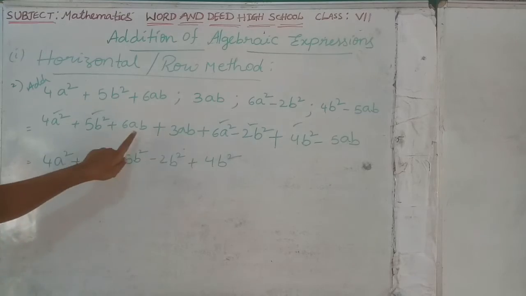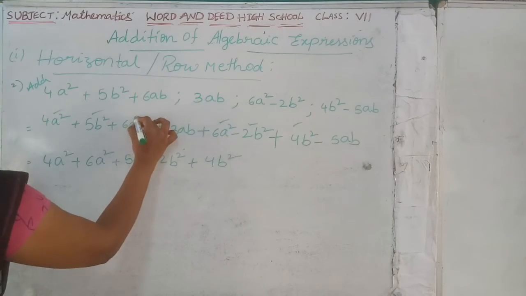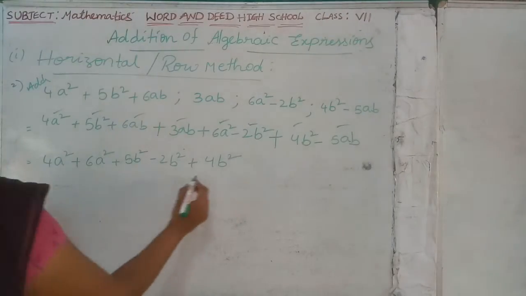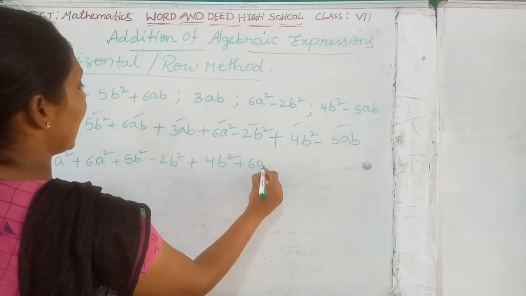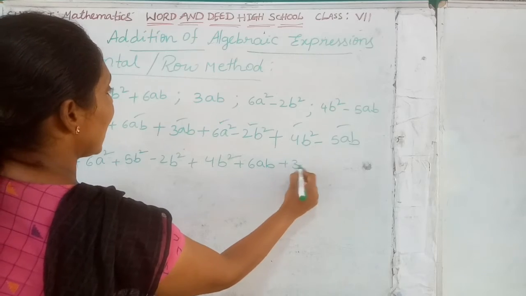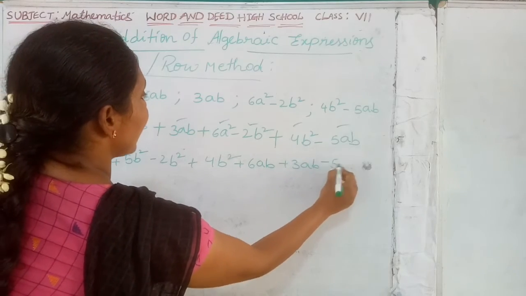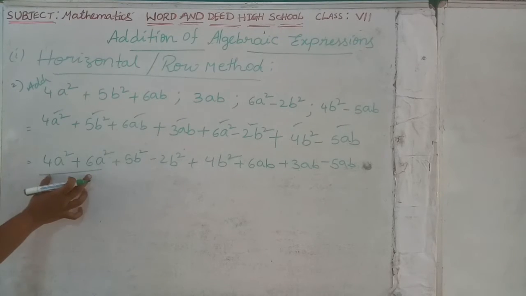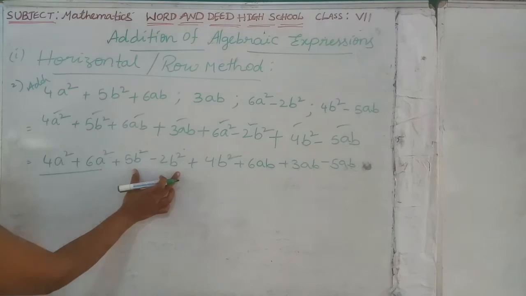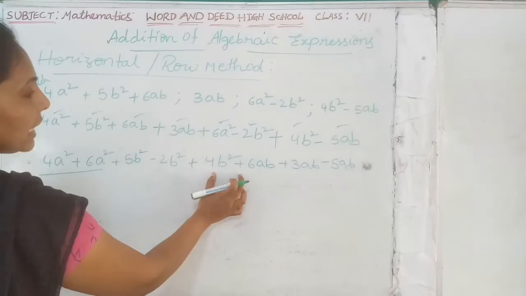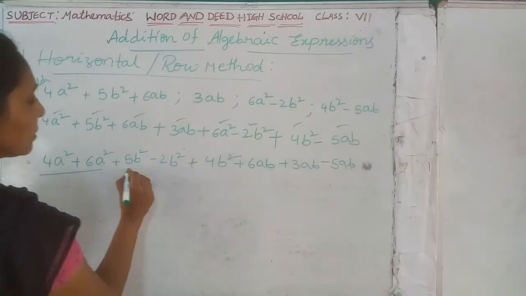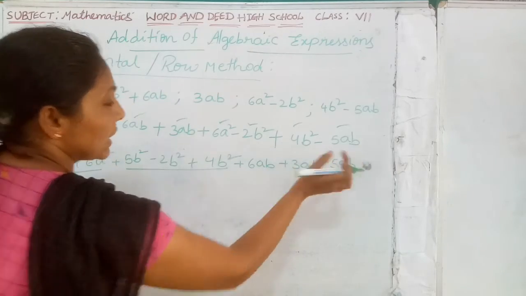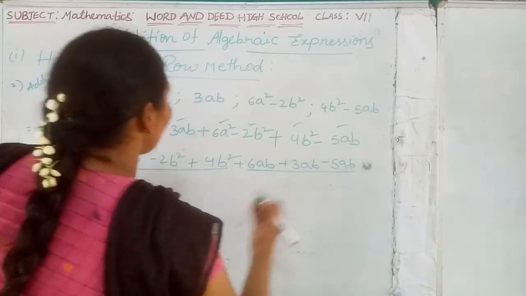Next, ab terms. What are the ab terms? 1, 2, 3. 3 terms are there, ab terms also. So, plus 6ab plus 3ab minus 5ab. See, children, like terms we have written together. 4a square, 6a square. 5b square, minus 2b square, 4b square. So, 3 like terms we have here. Next, 6ab, 3ab, minus 5ab. Here also 3 like terms we have.